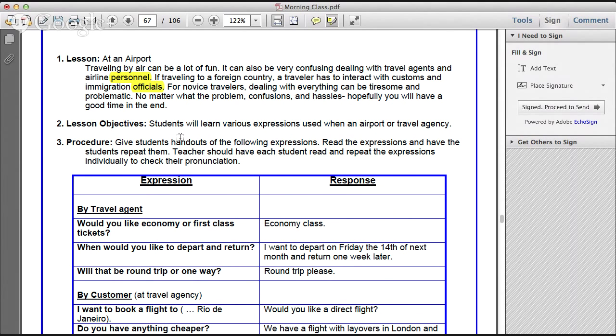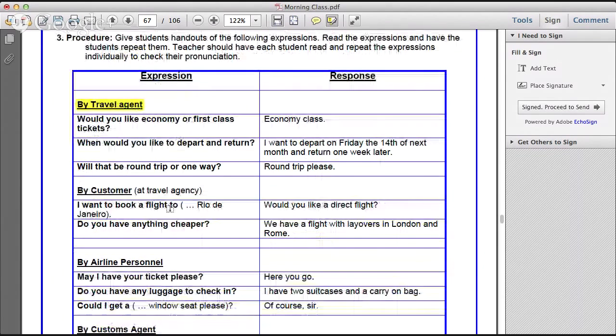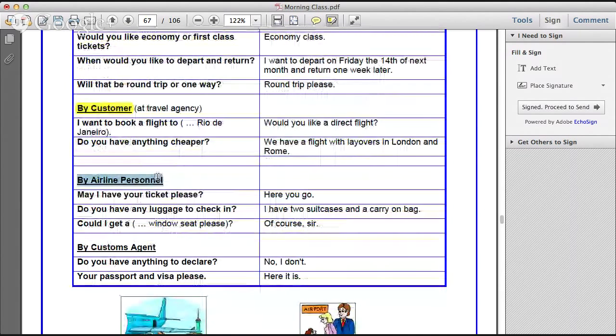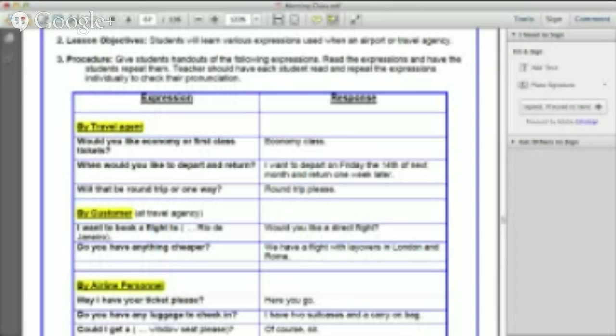Okay, so very good. When you are in an airport, you don't just walk up to the airport. There's a lot of different people that you have to talk to, right? So we'll be going through some of those expressions we can use talking to a travel agent. When you are a customer, you're speaking to someone at a travel agency or someone who books flights for you. Airline personnel, as well as customs agents. So we'll go through some of these and then go through some practices. All right, so let's go ahead and start off.